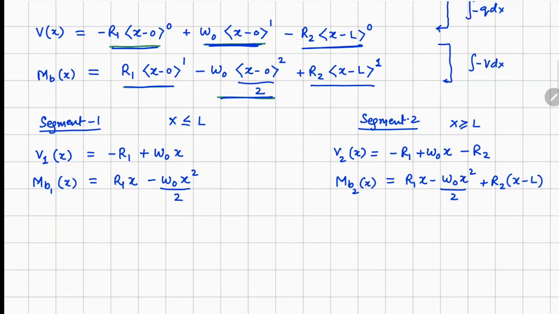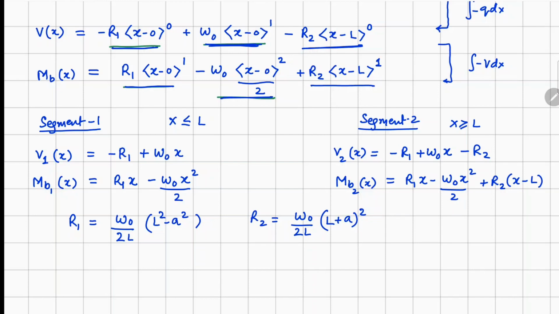In these expressions, we already know the value of R1, which is equal to W naught divided by 2L times (L square minus A square), and R2 is W naught divided by 2L times (L plus A) whole square. I'm leaving the algebra part for you to simplify these values. I'm going to just give you the plot.